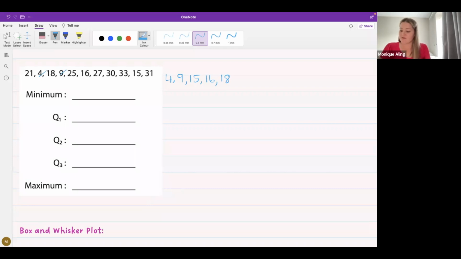Another trick when maybe rearranging your numbers is as you write it down in its new order, cross it out in the original set so you know that you have actually seen that number. And it helps it go a bit quicker as well, because now you're just looking at the numbers that aren't crossed out.